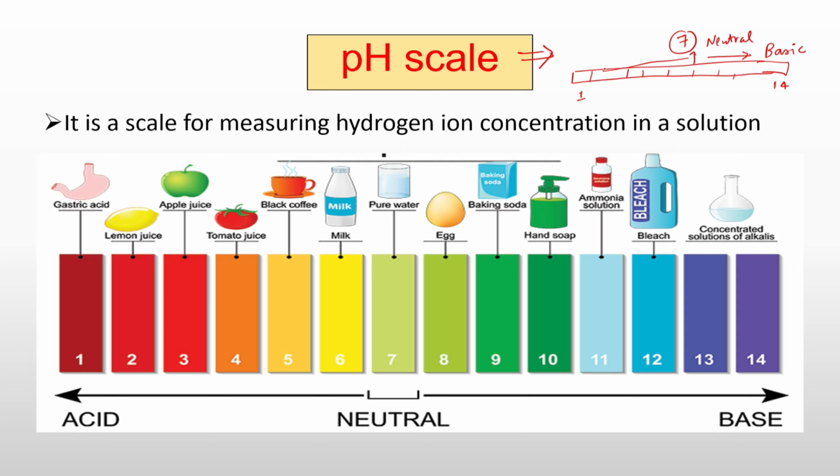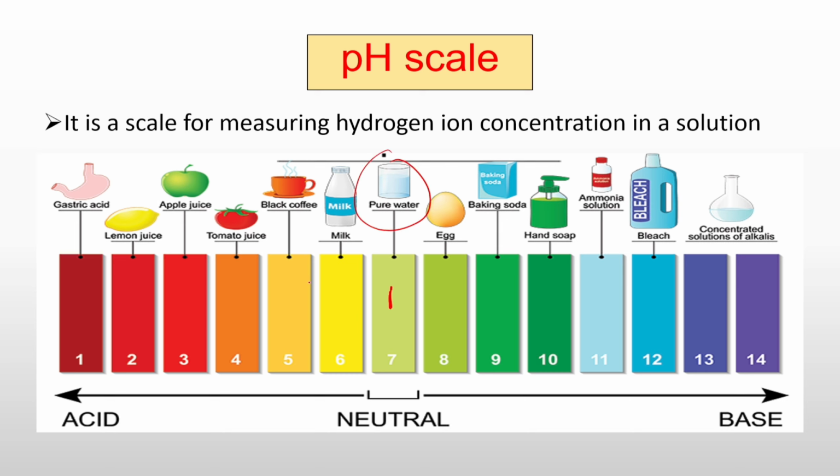As we go back from 1 to 4, it is acidic. So these are the examples. At pH 7, we have neutral. So we have pure water in this category. And then as you go left, we have a lot of acids. So gastric juice, that is HCl, then we have lemon, then apple, then tomato, then black coffee, then we have milk. So all these substances have acidic character.